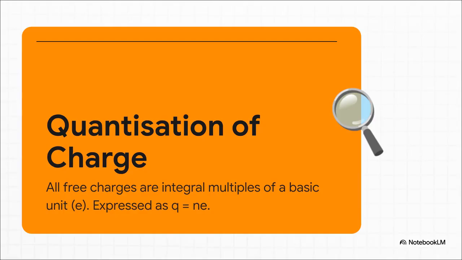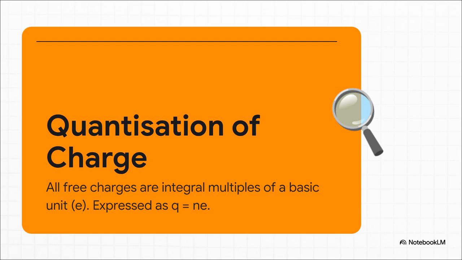Now there's one more absolutely crucial property of charge we have to talk about. Charge isn't some continuous, smooth fluid that you can just infinitely divide. It doesn't work like that. Instead, charge is quantized. The experimental reality is that all free charges in the universe are integral multiples of a basic unit of charge, which we denote with the letter e, and that's the charge carried by a single electron or proton. So the total charge Q on a body is always an integer n multiplied by e. You simply can't have half an electron's worth of charge.